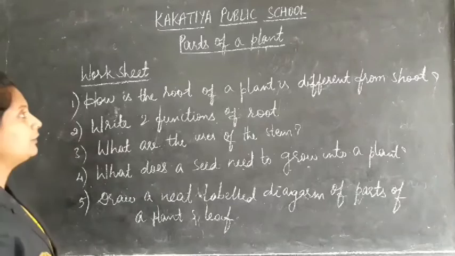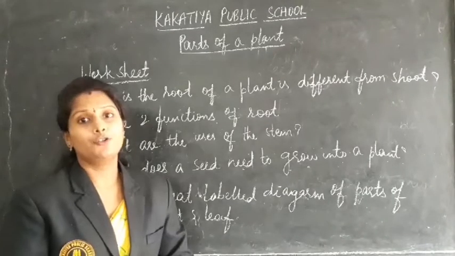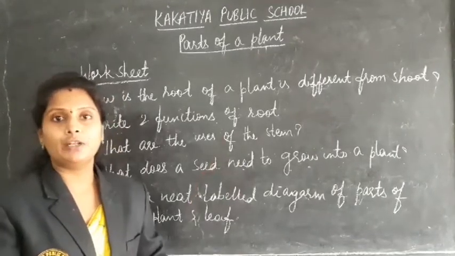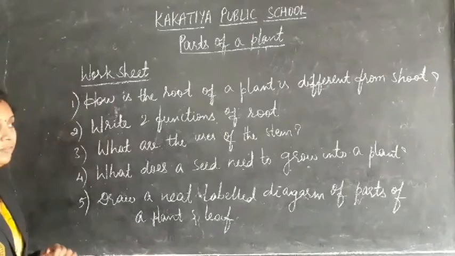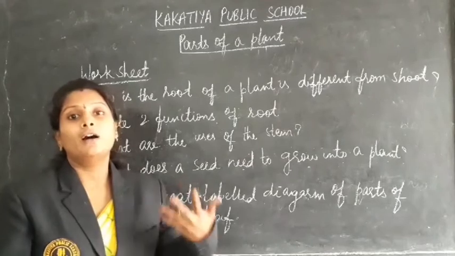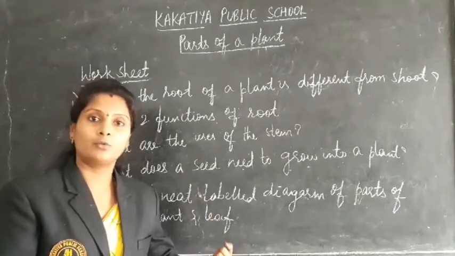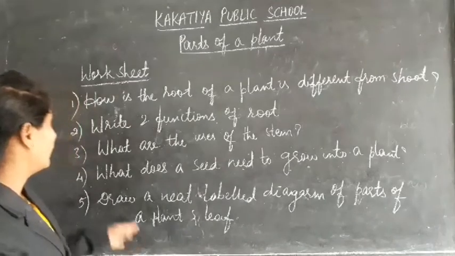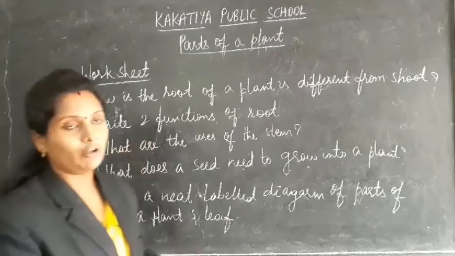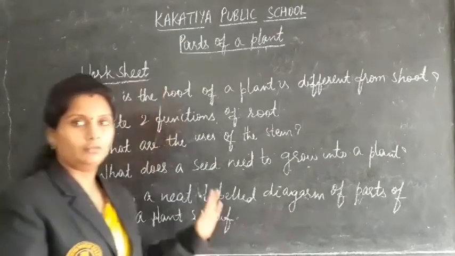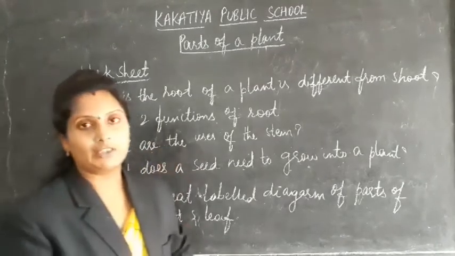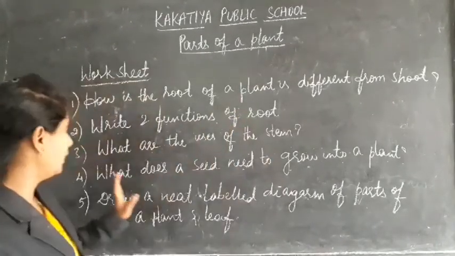First question is, how is the root of a plant different from a shoot? That means the root develops inside the soil and the shoot is above the ground. The root absorbs water and minerals from the soil, and the shoot collects the water and minerals from the roots and gives them to other parts of a plant. That is how they are different. The next one is, write two functions of a root. Just now I told you the first answer is similar to the second answer. Third one, what are the uses of the stem? Again, the first answer is similar to the third one.